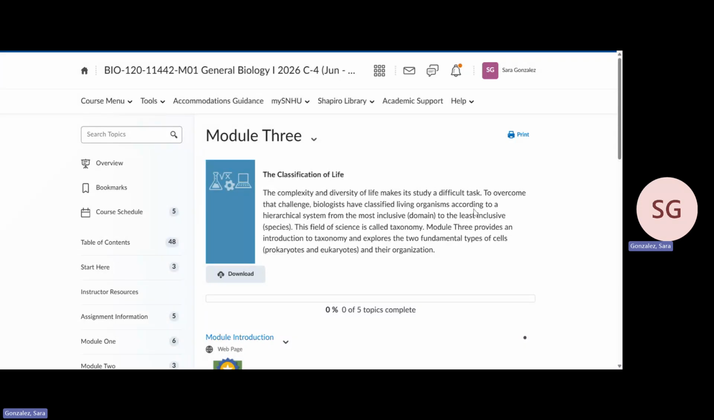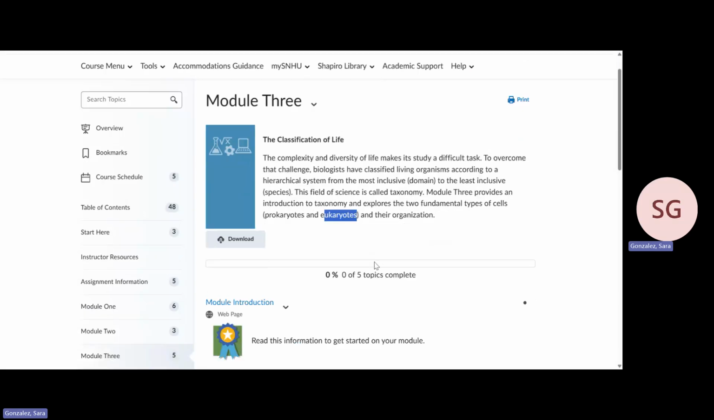Looking at just the basic level of organization is prokaryotes and eukaryotes. One has a nucleus, eukaryotes, and one does not, prokaryote. And how do you remember that? You, as a human, you have a nucleus, so you are a eukaryote.